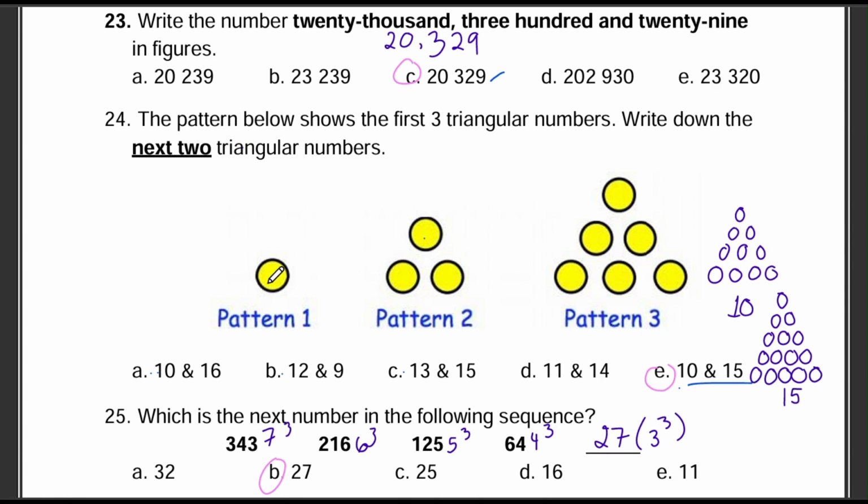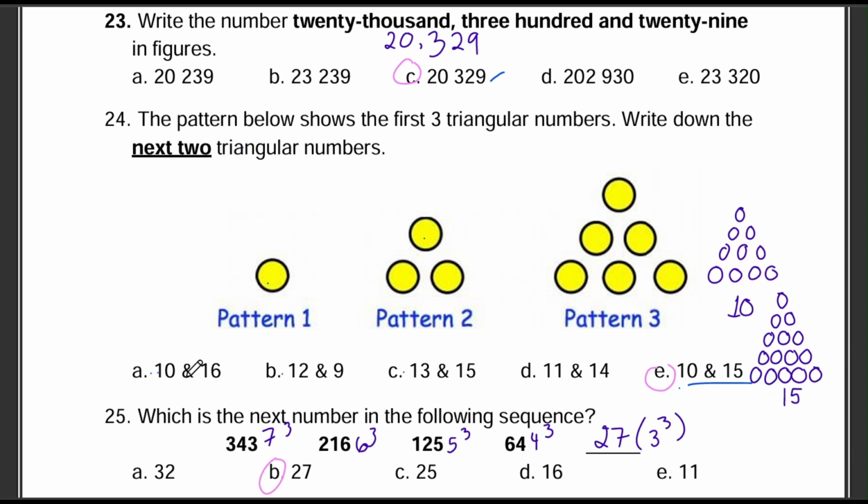Triangular numbers are made by adding dots. Pattern 1 has 1 dot, pattern 2 has 3 dots, and pattern 3 has 6 dots. To find the next triangular numbers, we continue adding. The fourth triangular number has 10 dots, 1 plus 2 plus 3 plus 4. The fifth has 15 dots, 1 plus 2 plus 3 plus 4 plus 5.